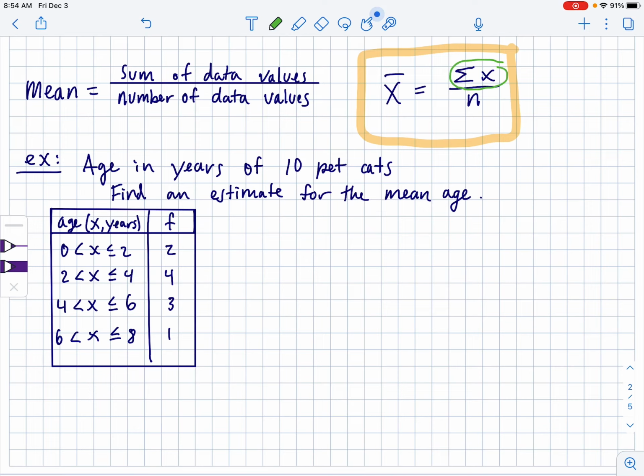Sigma x, if you don't remember, sigma is an adding machine. So it adds together all of the x's. It's the sum of all x's.